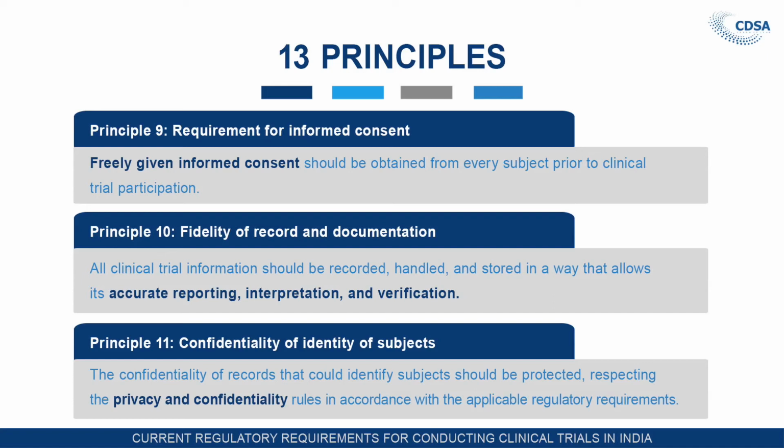It speaks about how all the clinical trial information which is gathered, handled, and stored should be in such a way that you can have a good audit trail, so that accurate reporting, interpretation, and verification is possible. Principle 11 speaks about a very important factor, which is confidentiality. Any study participants who are engaged in a clinical trial, their identity is always protected. They are known by study identifiers or code words because it is very, very important to maintain the privacy and confidentiality of the study participants.